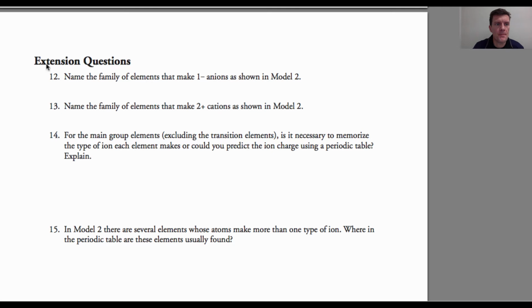Let's wrap this up. Extension questions. Name the family of elements that make -1 anions as shown in Model 2. So I'm going to give you just some names of groups of elements, and those groups are going to tell you a little bit about a property that is common to all of those in that column or family or group.